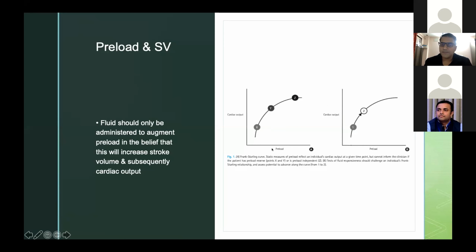The increase in preload is not going to give us an increment in the cardiac output to the extent that we would have liked in a properly functioning heart. So this is the physiology of why, in cases of a failing heart, our increase in the cardiac preload does not contribute to the cardiac output.